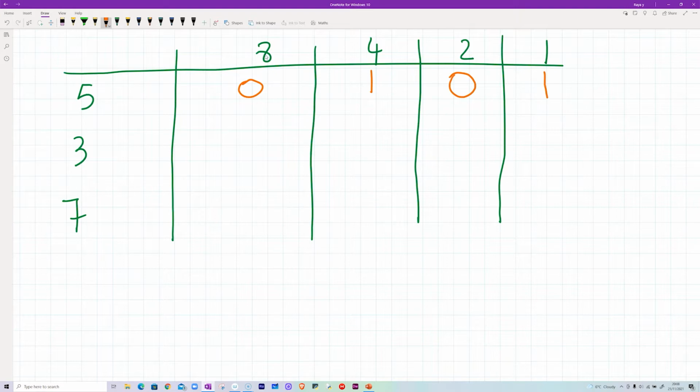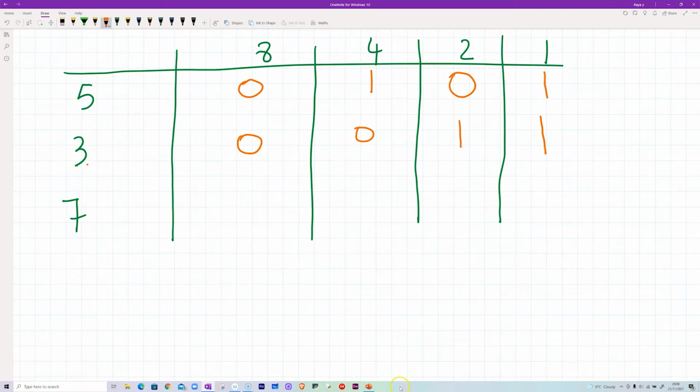Let's do 3. How many 8s can you get from 3? 0. How many 4s can you get from 3? 0. How many 2s can you get from 3? 1, and you're left with 1, and in that way you can get another 1.